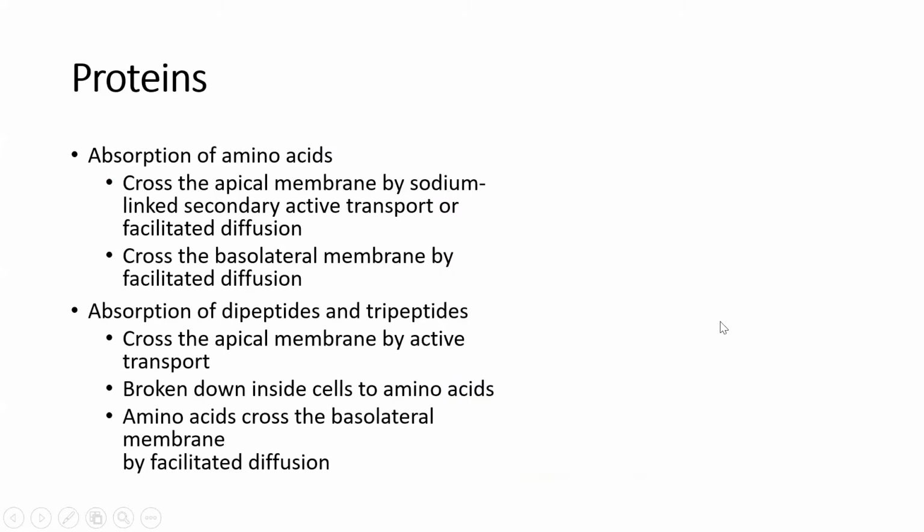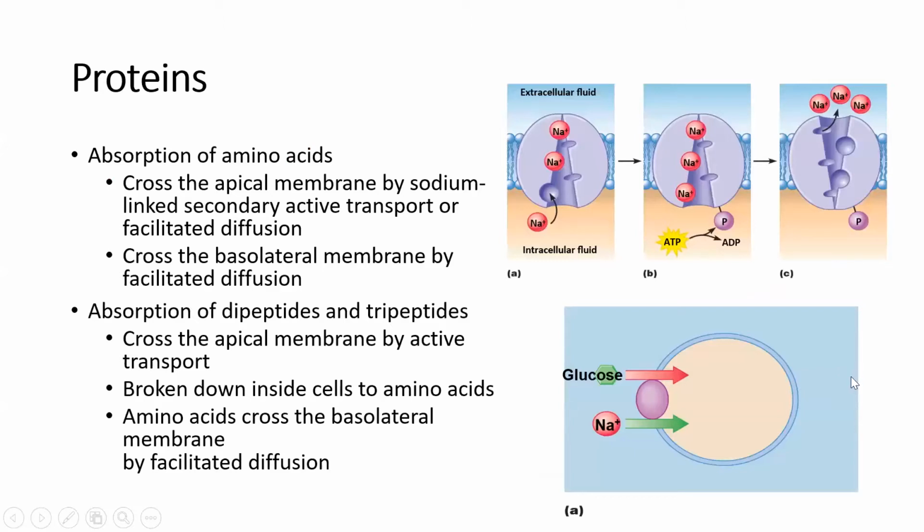So the absorption of amino acids, again, calls on these transport mechanisms, calls on us to remind ourselves of these transport mechanisms. So amino acids must cross the apical membrane by that same sodium-linked secondary active transport, or it can also use facilitated diffusion depending on the relevant concentrations of amino acids. And then across the basolateral surface, it's going to use facilitated diffusion, very similar to what we saw with glucose.